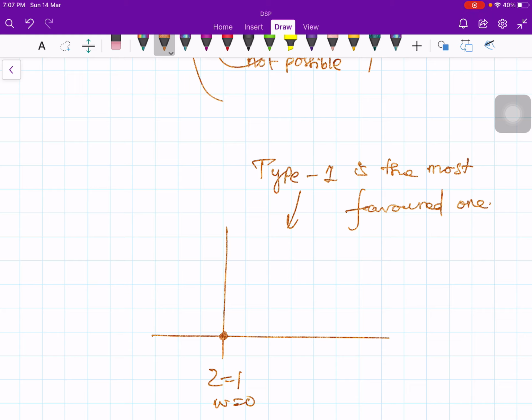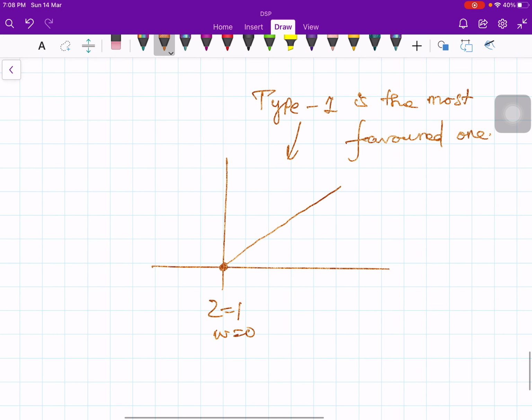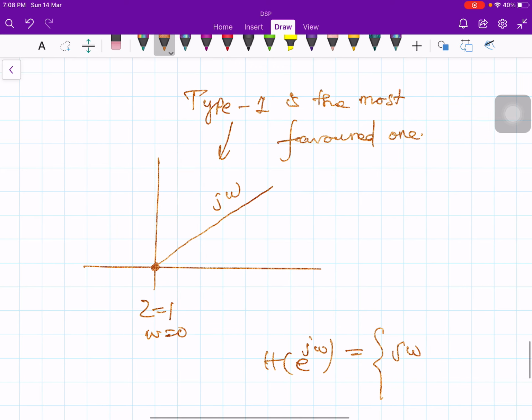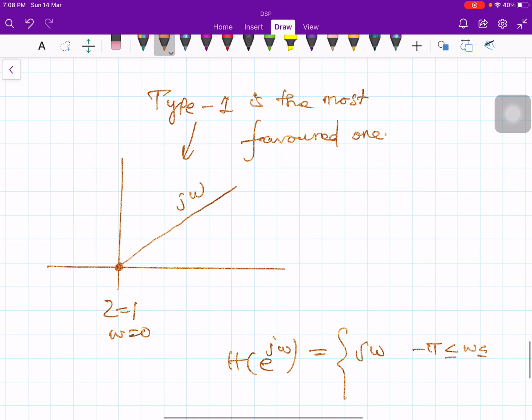For example, if you want to design a digital differentiator, what is the magnitude response? Differentiator will be like this. It is a straight line. An ideal differentiator would be of the form j omega, right? If you take the ideal differentiator, h of e to the j omega is equal to j omega in the range of minus pi to plus pi and 0 otherwise. This is the ideal differentiator.